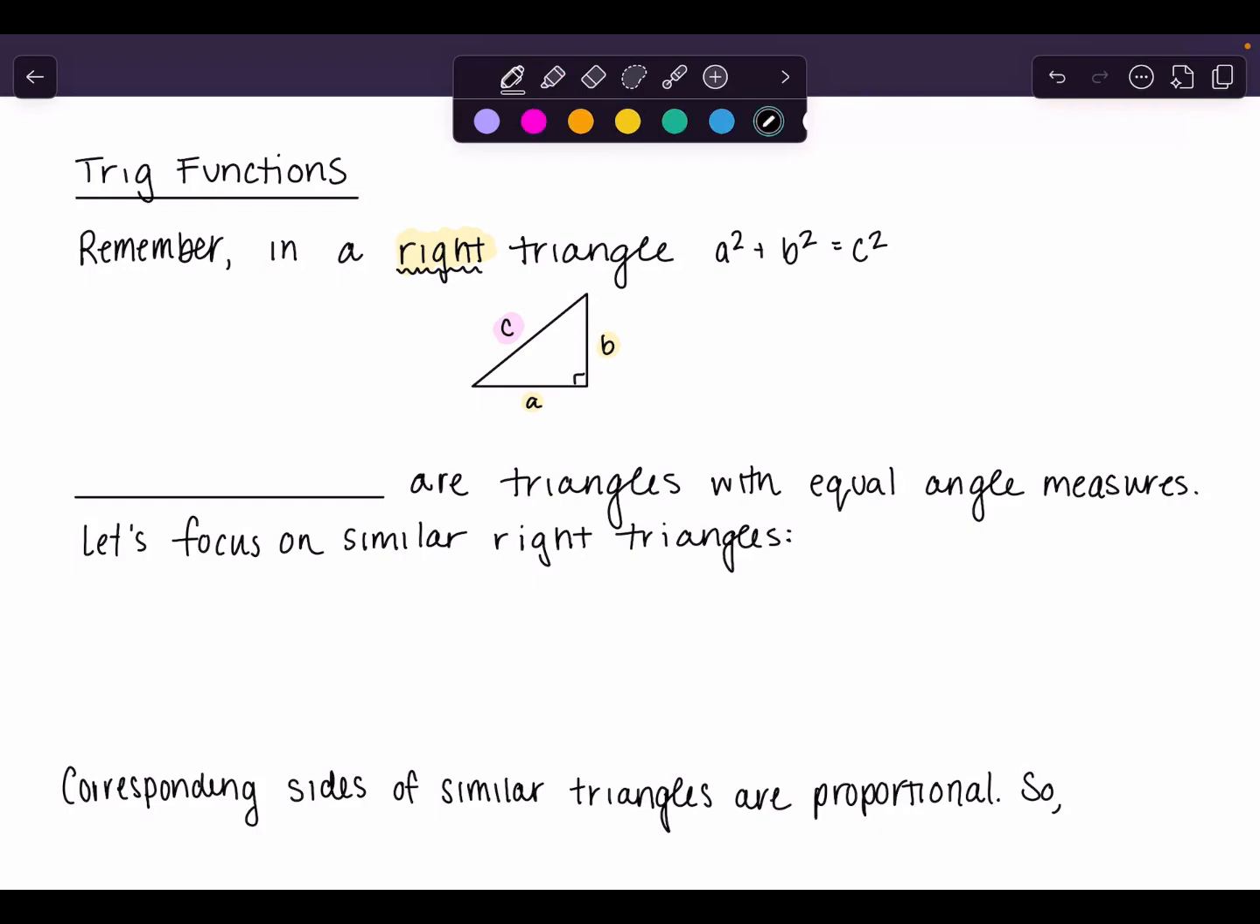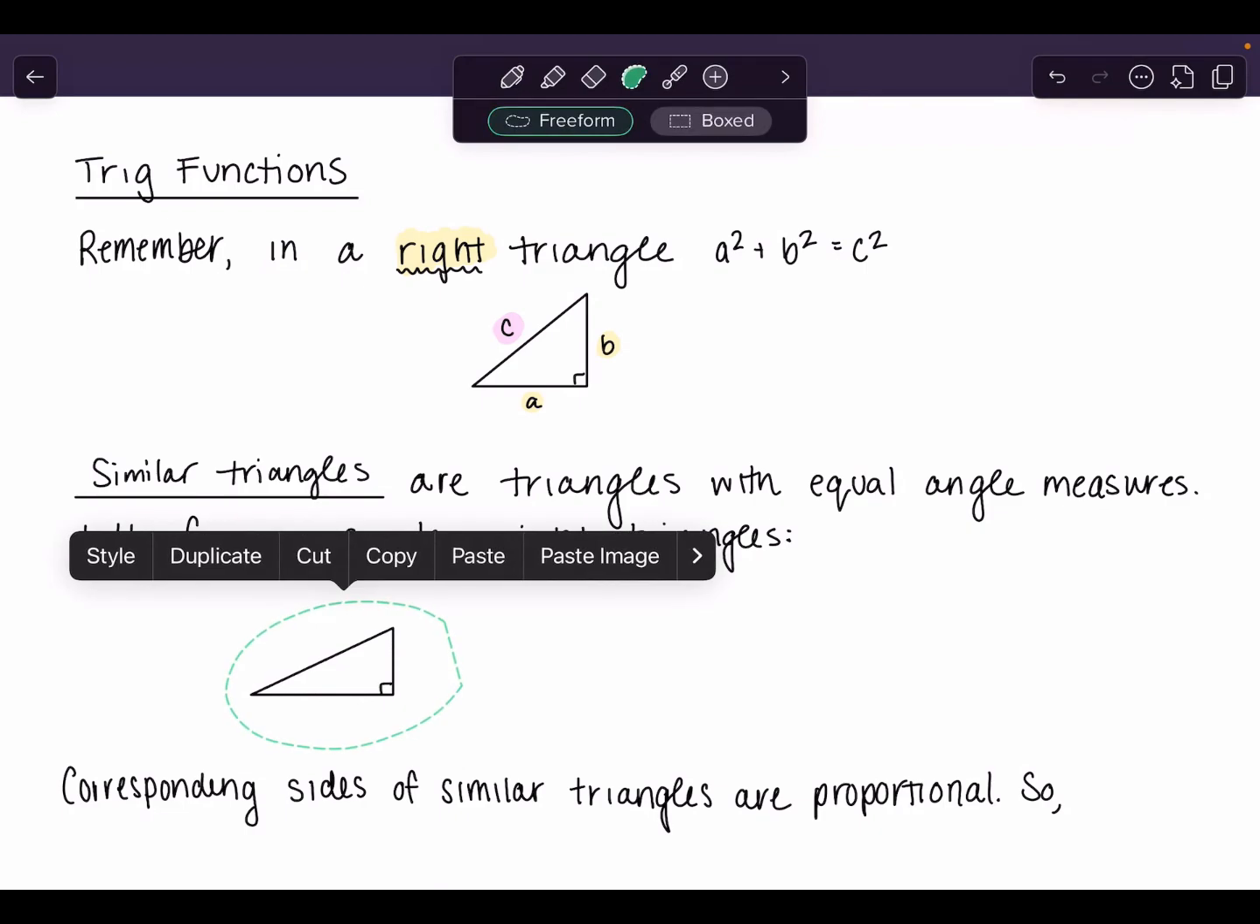What we're going to take a look at are similar triangles. Similar triangles are triangles with equal angle measure, okay? So they have varying side lengths, but they're scaled up or scaled down versions of one another. Specifically, we're going to focus on similar right triangles. So maybe I have my first right triangle that looks like this. It's got that 90-degree angle here.